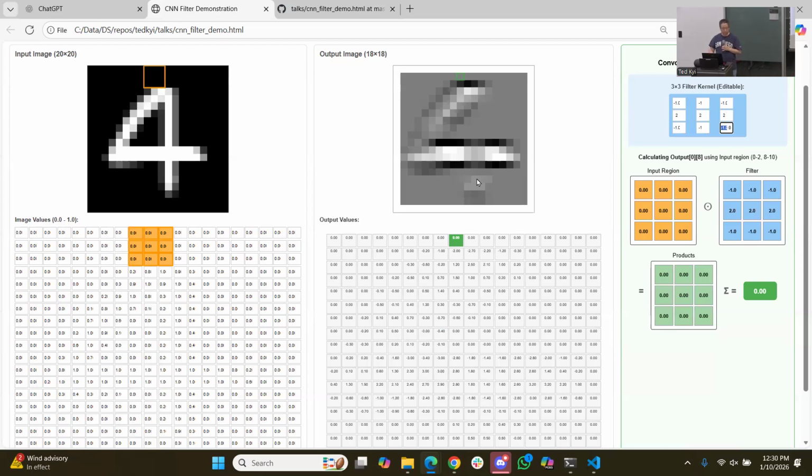deactivated. And then I can do 2s on the diagonal if I want to detect diagonal lines. Now you see the slanty part of the 4 lighting up strongly here, and much of the horizontal and vertical lines are now de-emphasized.